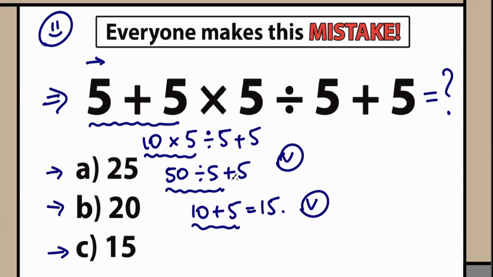But you know, it looks like this is a random method because we just do whatever we want. We just go from left to right and we don't care about order of operation, which is an extremely important part of math, because order of operation helps us a lot to evaluate this expression correctly.